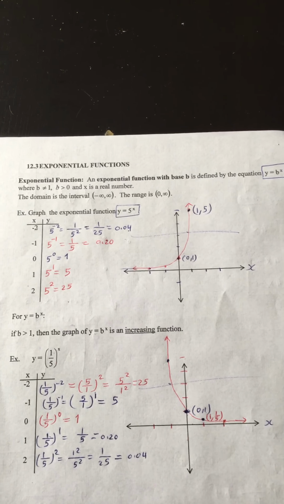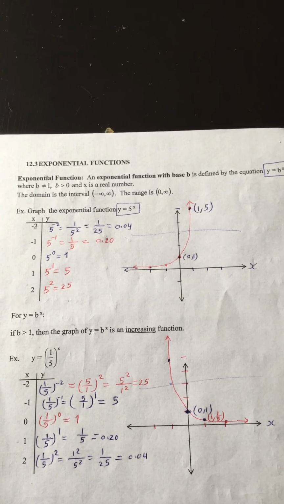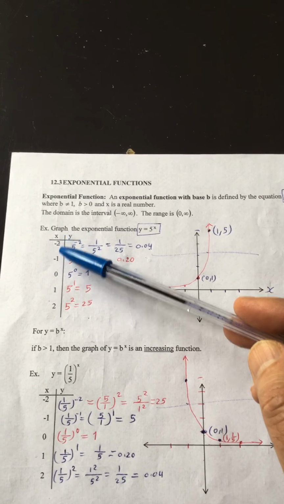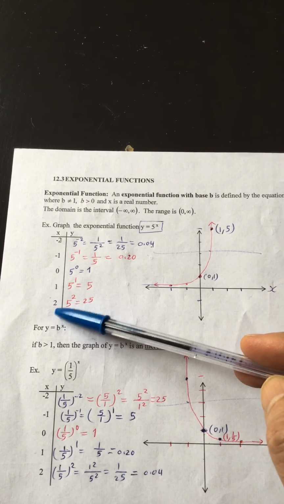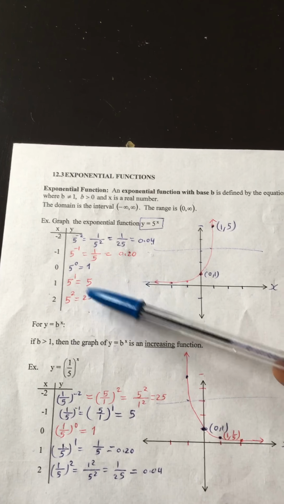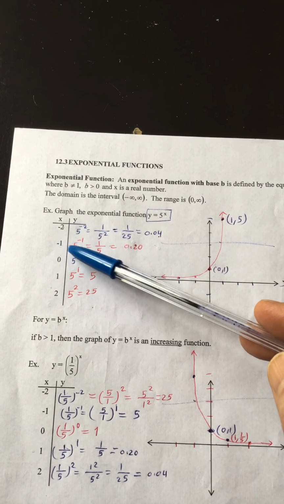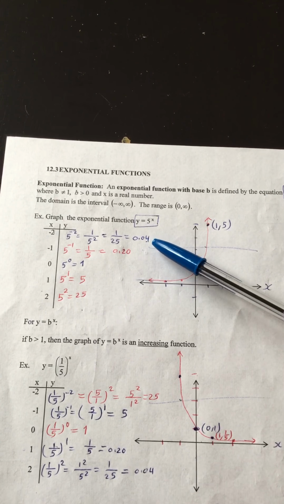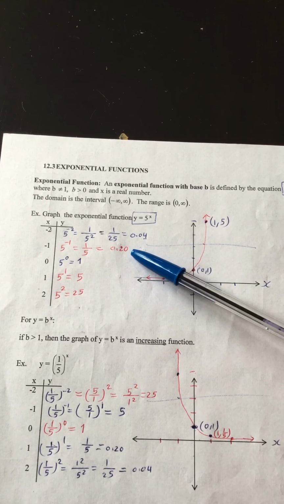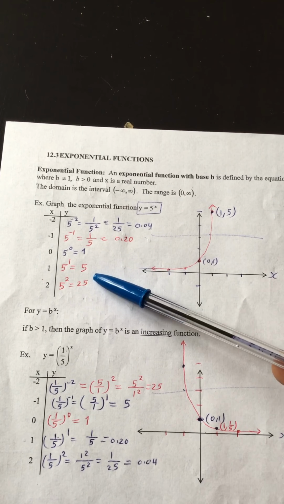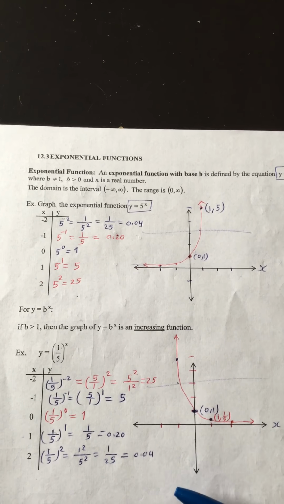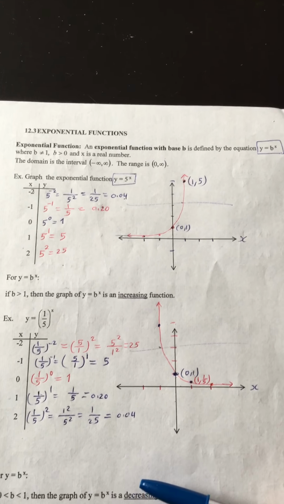This function is increasing. Increasing means when x increases, y also increases. So look at x. x increases: negative 2, negative 1, 0, 1, 2. y also increases. So 0.04 becomes 0.2, then 1, 5, and 25. So these are the properties of the exponential function.